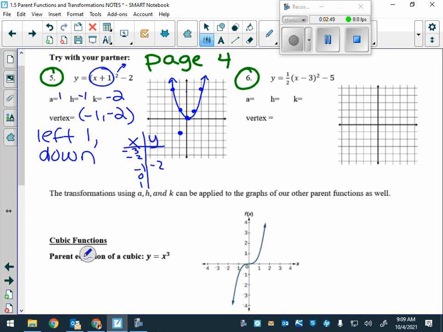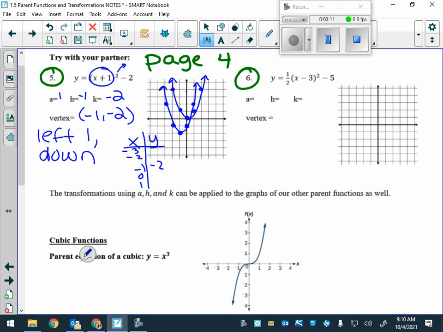Okay? So since I know the pattern, since a value is 1, I'm starting at the vertex, up 1 to the right, up 1 to the left, up 4, 2. Okay? That's our new function.